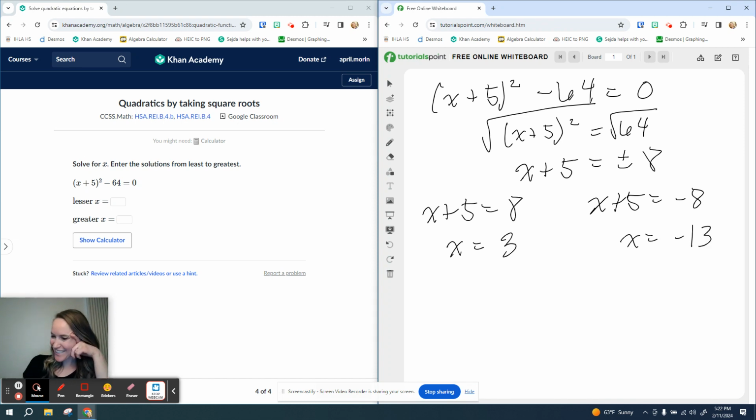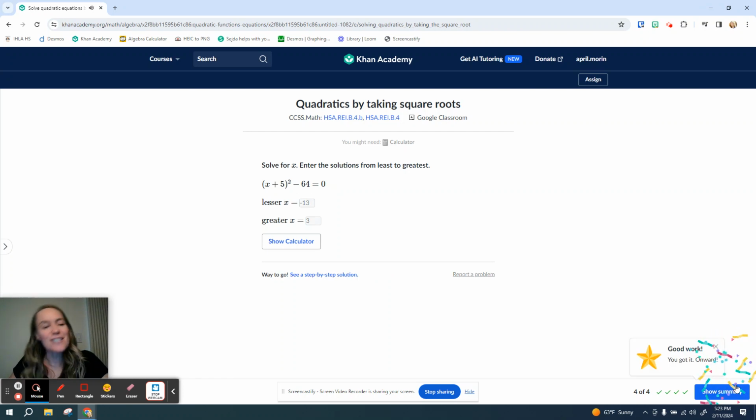Is that right? Doing math on camera is always a little bit weird, hard. Okay, if I take -8, I subtract 2, that's -10, and then I have 3 left over, so -13. Yes, I feel confident with that answer. Okay, the lesser x is going to be -13, and then the greater x is positive 3. Are we correct? Yes.